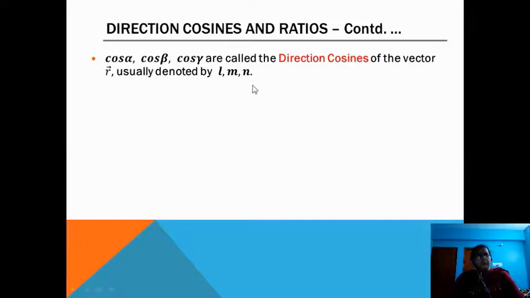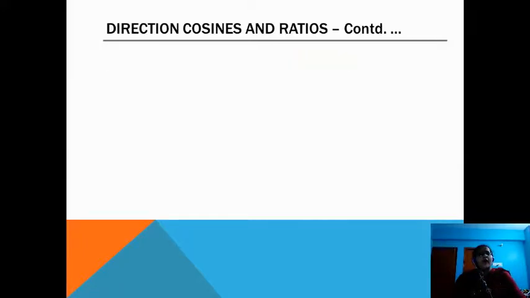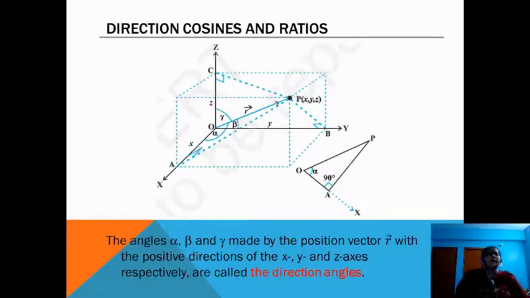Now we will try to see the relationship between these direction cosines. For that we will once again go back to the previous figure and observe a little bit here in the triangle OAP. In the triangle OAP, this angle POA was our angle alpha.